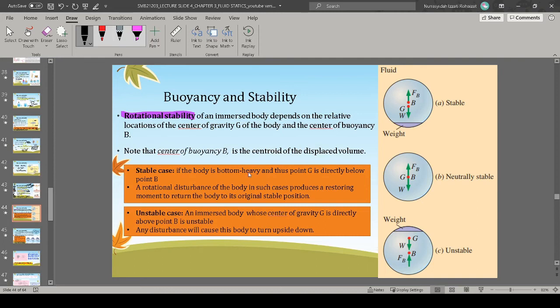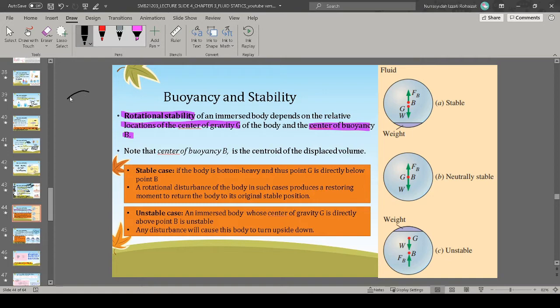So this has something related to rotational stability. Okay, so there are two cases: stable case and unstable case. Before we go into that, let me tell you about rotational stability, where it depends on the location of center of gravity G and center of buoyancy B. So center of gravity, we know that is the center of an object.